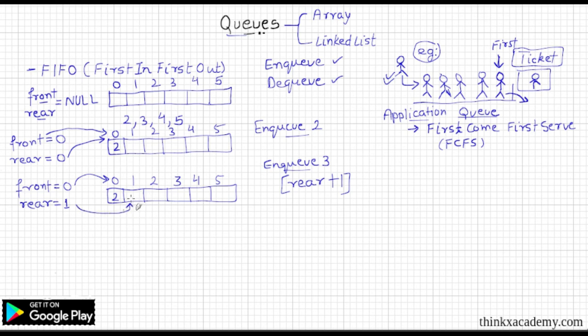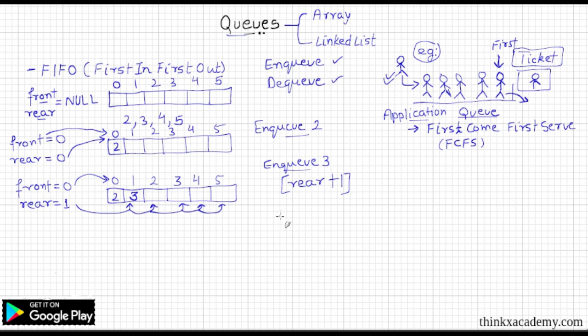And then we will insert the element at the rear position. So you can see here, whenever we want to insert an element inside this queue, we are just going to increment the value of R, which is rear. So we are going to increment rear to insert a particular element into the queue data structure, or into this array.